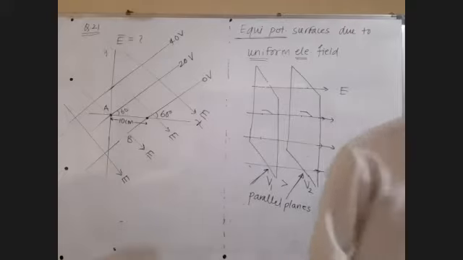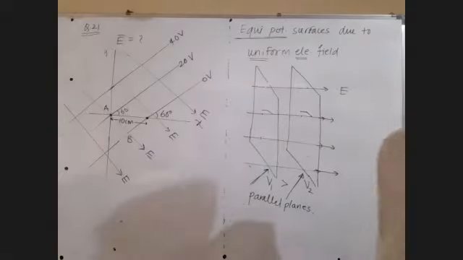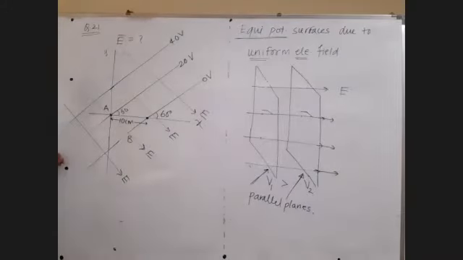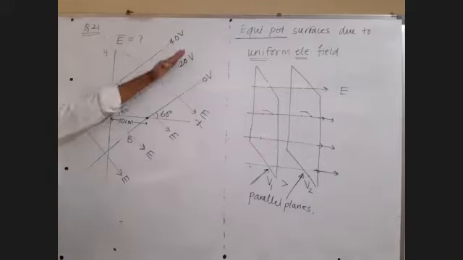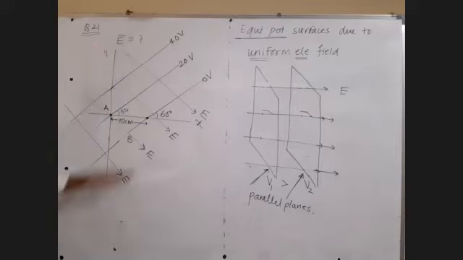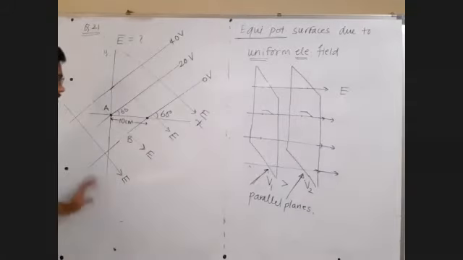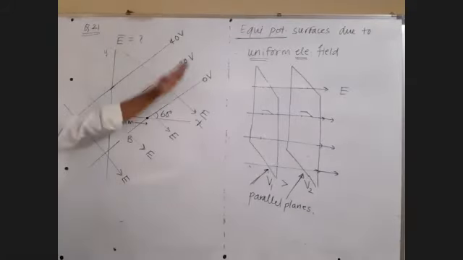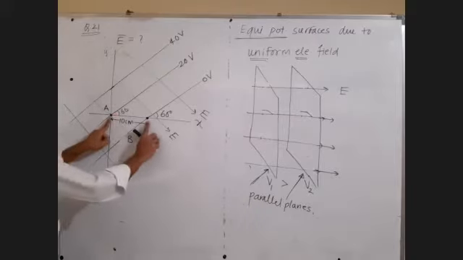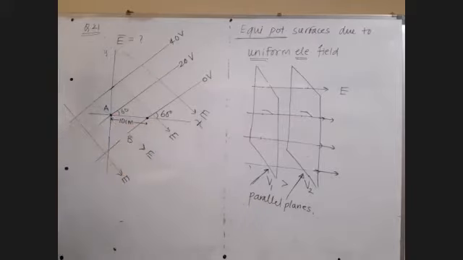Okay, fine. So, how to tackle this type of question when equipotential surfaces are given to you and a uniform electric field is given to you? We know electric field and equipotential surfaces are perpendicular to each other. This angle will be given and this distance will be given. This is a typical type of question.